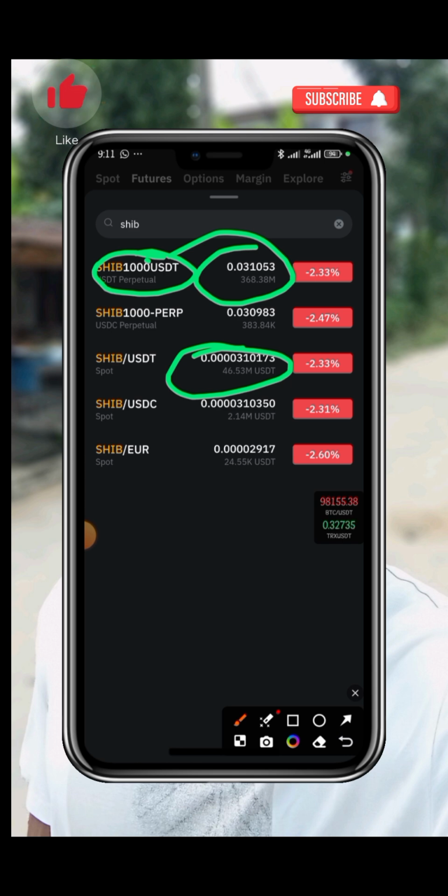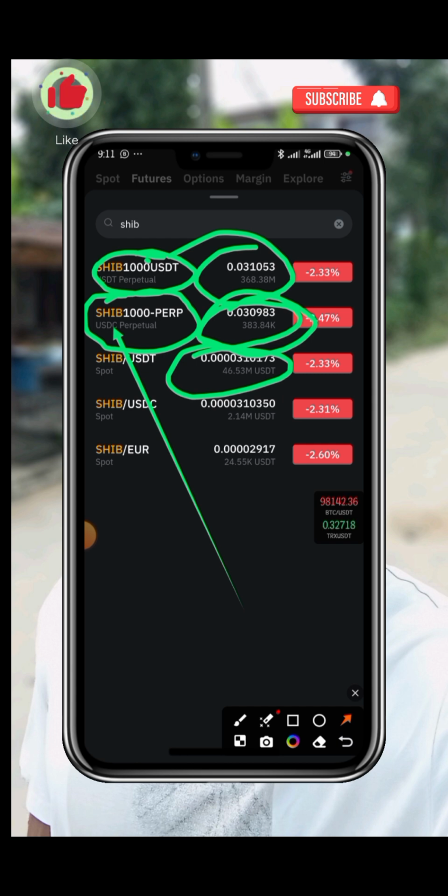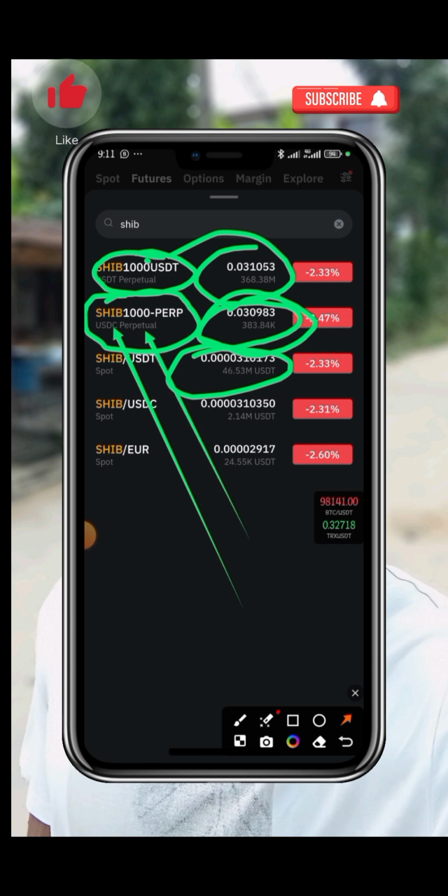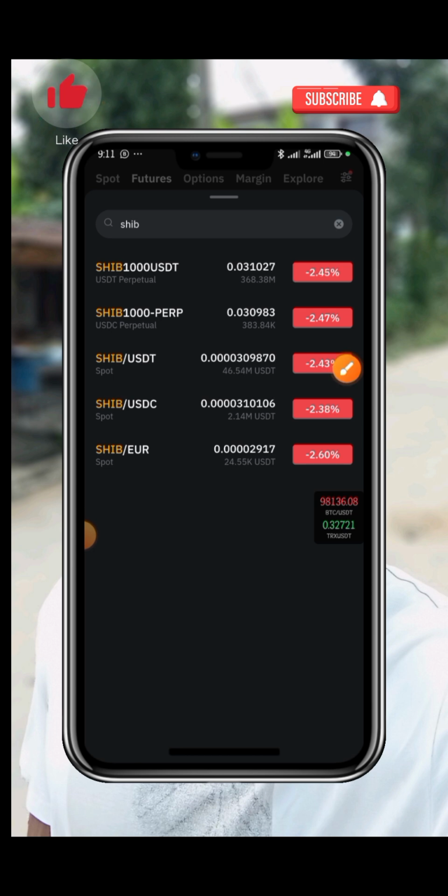Now, this other one too is also the same with this one, but this is under USDC, not USDT. I hope you can see that very well. USDC perpetual. So if you deposited USDC into your unified trading account instead of USDT, then this is what you can trade. You cannot trade this one with your USDT. It's not going to pick it. Okay, so I hope that one is clear.